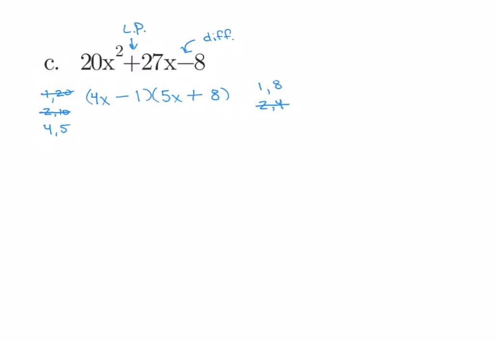All right, let's go ahead and FOIL this now. If we FOIL, first we get 20x squared. Outsides we get 32x. Insides we get minus 5x. And lasts we get minus 8. This does simplify to 27x, so this is the correct factorization.